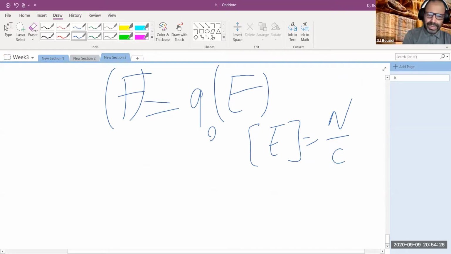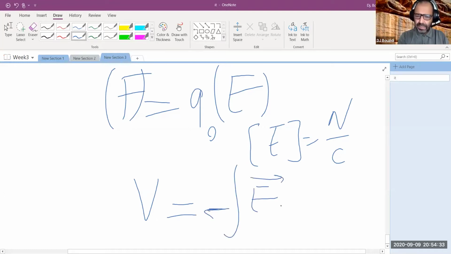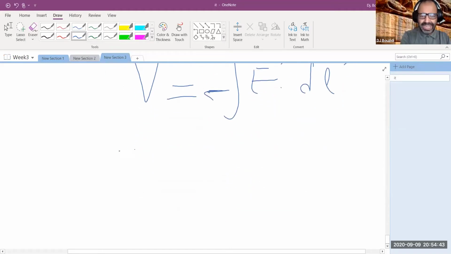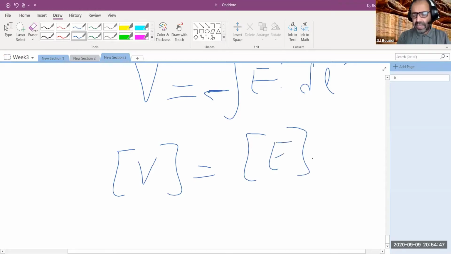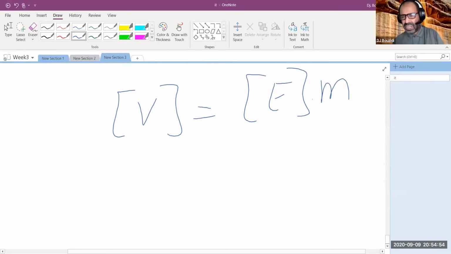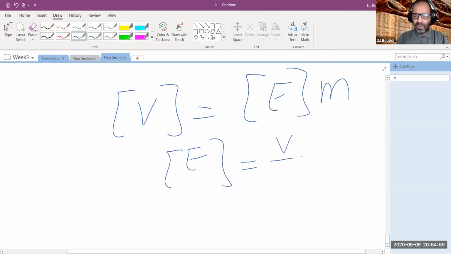So again, the potential in this case is the antiderivative, the integral, if you wish, with a minus sign of E dL. The unit of the potential is the volt, and the unit of the displacement is in meters. So from this point on, the unit for the electric field is going to be, instead of Newton per coulomb, volt per meter.